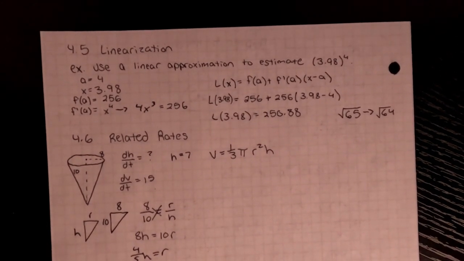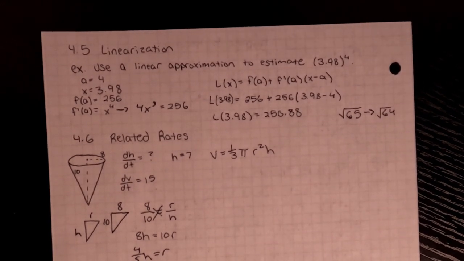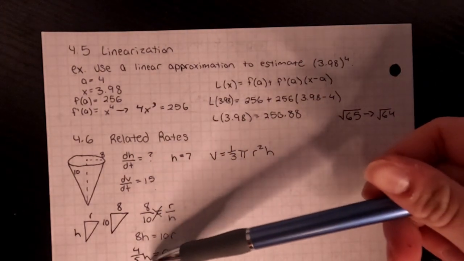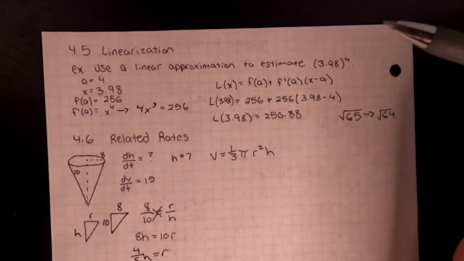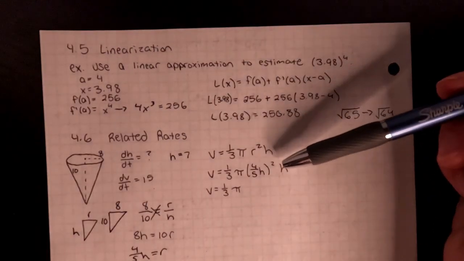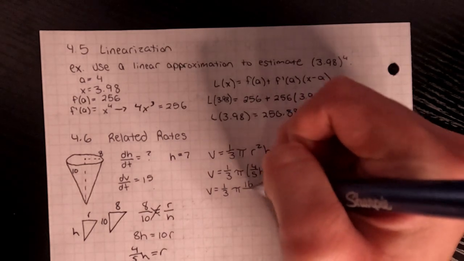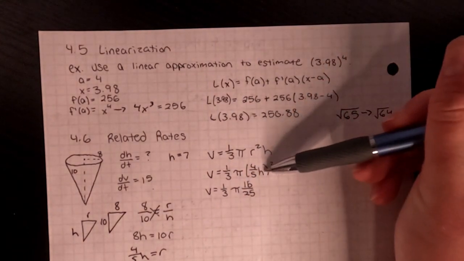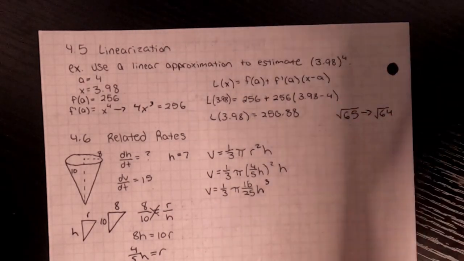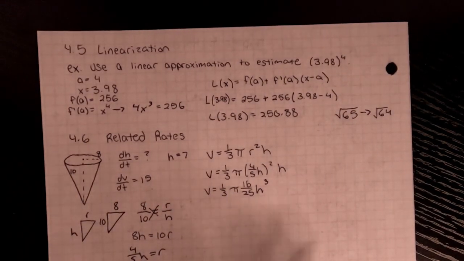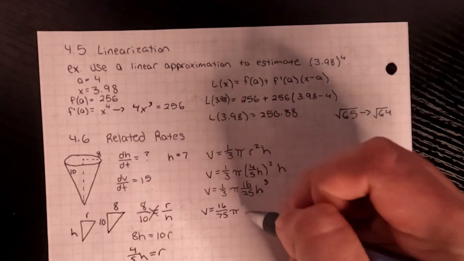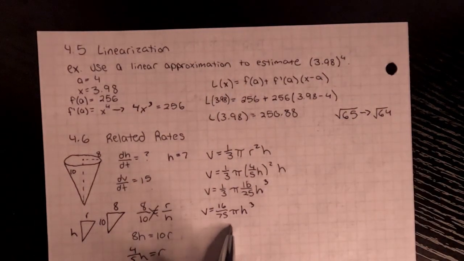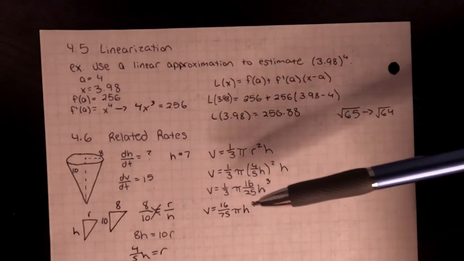So after that, we want to plug in the numbers that we can before we have to take our derivative. And since we know R equals 4/5 H, we can do 4/5 H squared and simplify this equation. So 4/5 squared is 16/25, and then H squared times H is just H cubed. And then 1/3 times 16/25 is 16/75. So you're left with that. And this is as simplified as we can get.